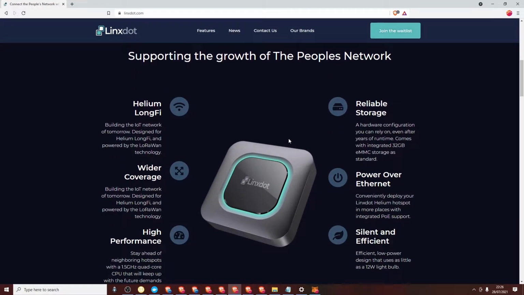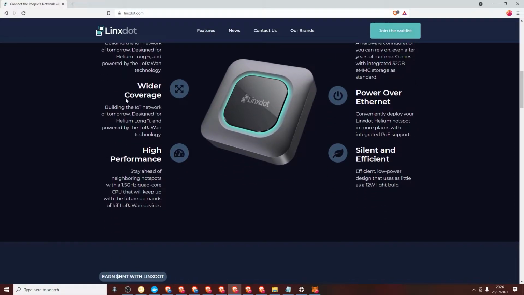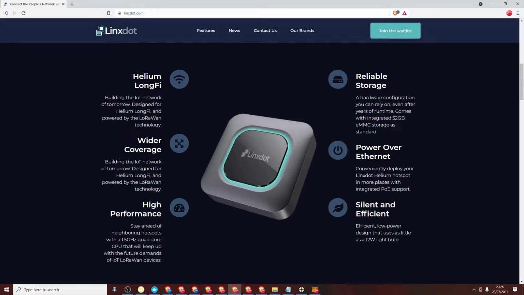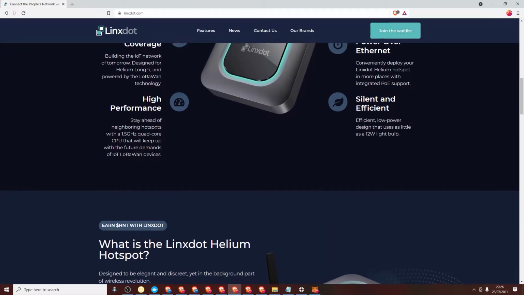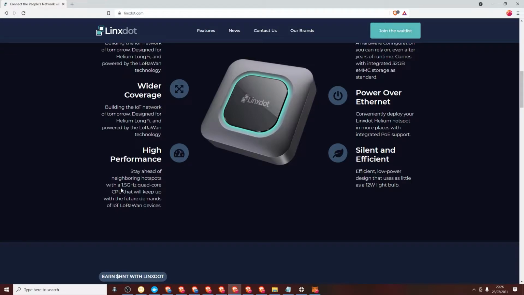Supporting the growth of the people's network. Anyone who's seen the Helium hotspots before, it's all pretty similar. Small device, Helium Long-Fi, building the IoT network of tomorrow, designed for Helium Long-Fi, and powered by the LoRaWAN technology. Wider coverage. Pretty much word for word what's up there. High performance ahead of neighboring hotspots with a 1.5 GHz quad-core CPU that will keep up with the future demands of the IoT LoRaWAN network devices.